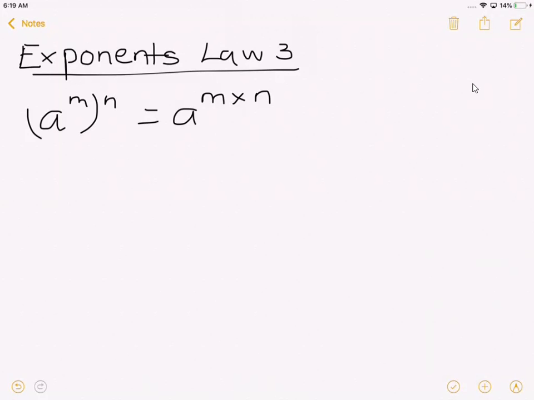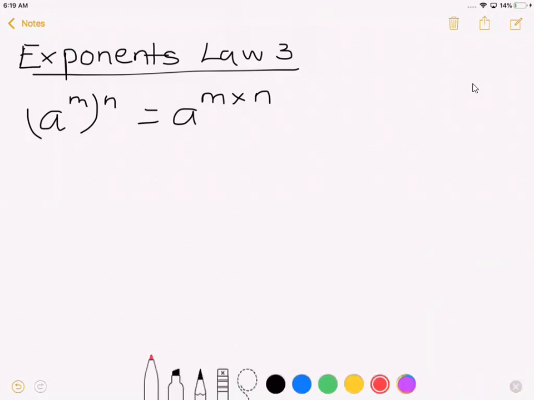Law number 3 says a to the power of m, to the power of n, is equal to a to the power of m times n. We have what is called a power of a power. What is inside the bracket? We've got a power, and we've got another power outside the bracket. Therefore, it is called a power of a power. When we have a power of a power, you multiply the powers.